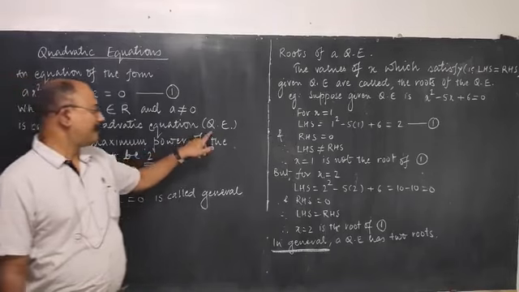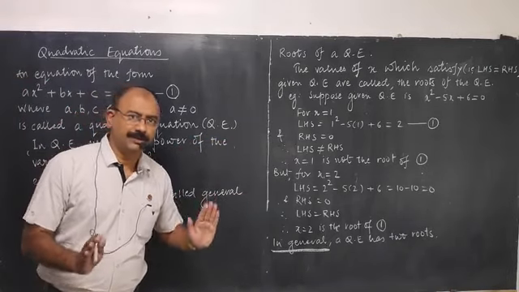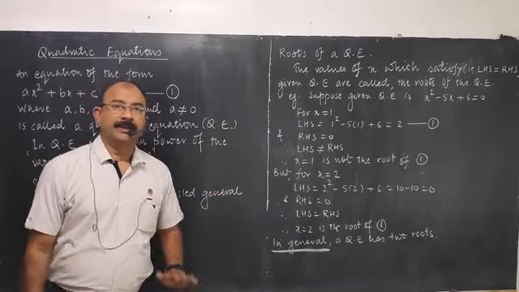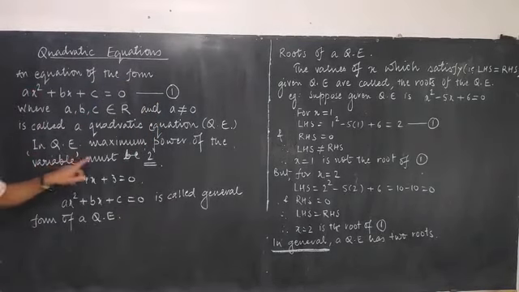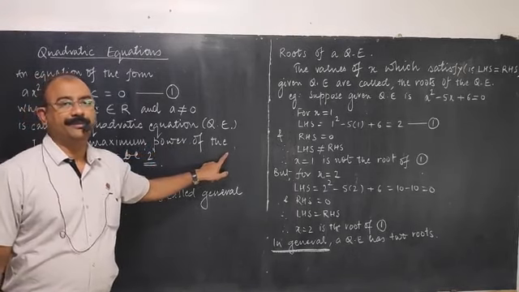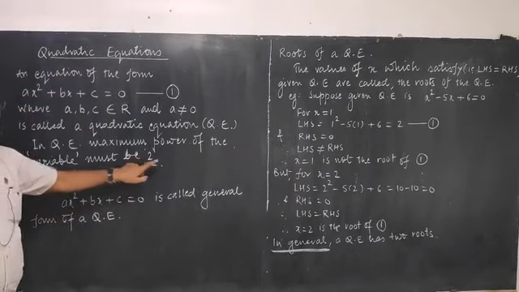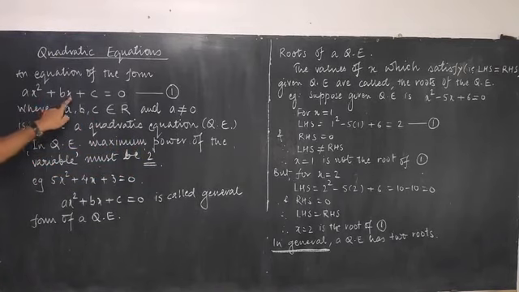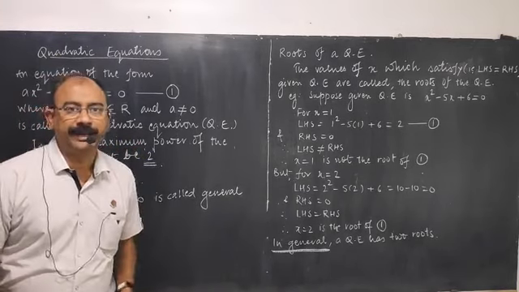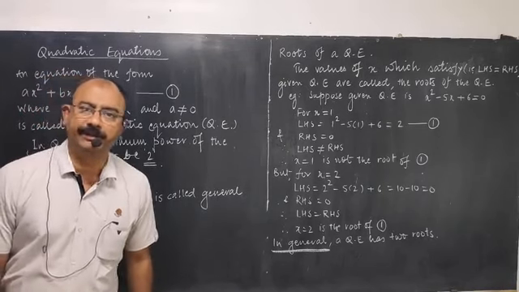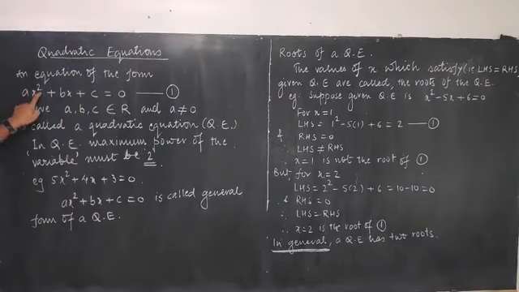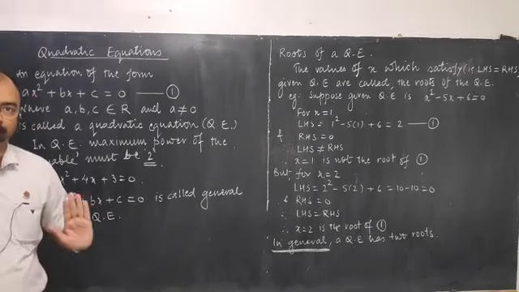I'll be using the short form QE for the quadratic equation just to save time. QE is not the standard short form. In a quadratic equation, the maximum power of the variable must be 2. Here the variable is x. In fact, you can write the quadratic equation using any variable, but in general it is expressed using variable x. So the maximum power of x must be 2. If the power is more than 2, then it is not a quadratic equation.